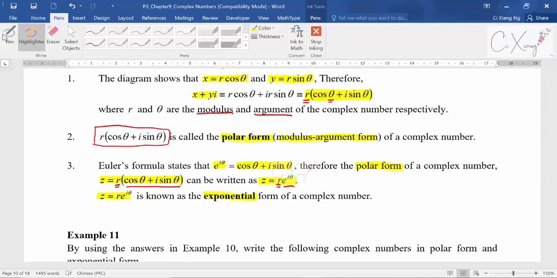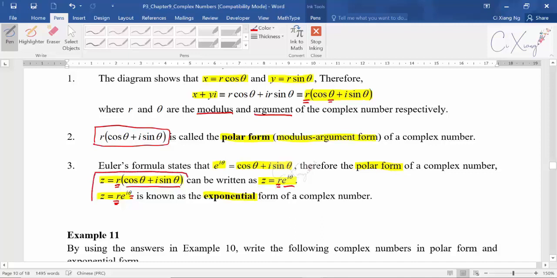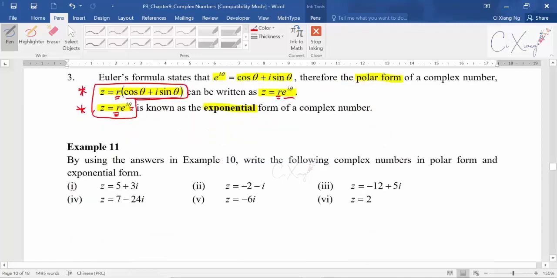For this exponential form, you also need two values to write it out. The first one is r, which is the modulus of the complex number, and also theta, which is the argument of the complex number. So for these two patterns, generally you need the modulus and argument of the complex number to write out the expression in the form that they want. The first one is the polar form or modulus argument form. Another one is the exponential form.